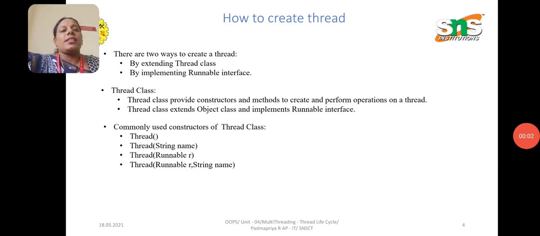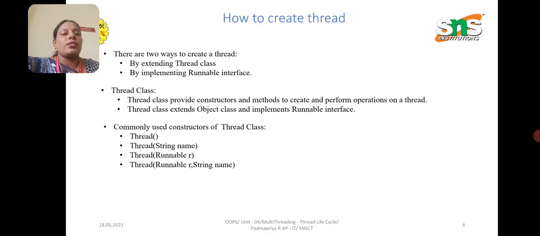Good morning to all. Let's continue from the last session of this class. There are two ways to create a thread: by extending the Thread class, and by implementing the Runnable interface. The Thread class provides constructors and methods to create and perform operations on a thread. The Thread class extends the Object class and implements the Runnable interface.